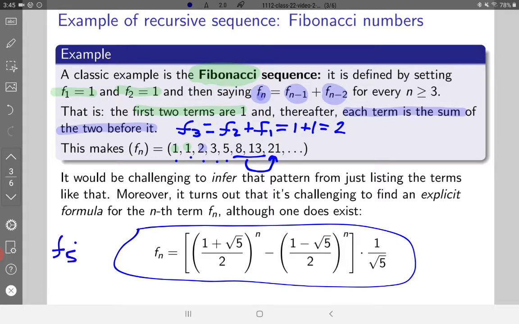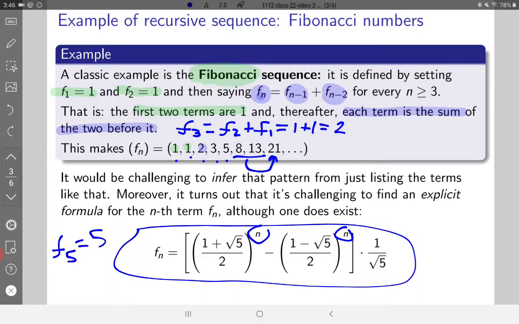I'll leave it to you just to try for fun at home. Plug n equals 5 into the formula, and what you will get after all of that calculation is exactly 5 coming out. There's lots of root 5s, but apparently this dividing by root 5 at the end cancels everything else out, and you would get that output.